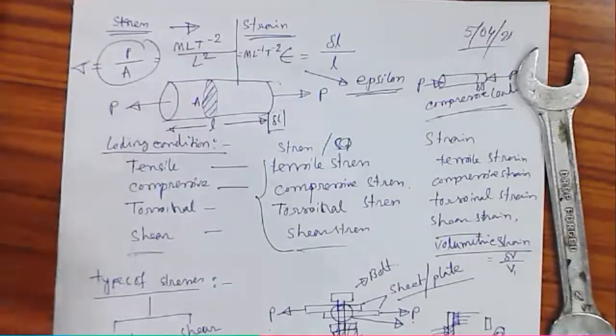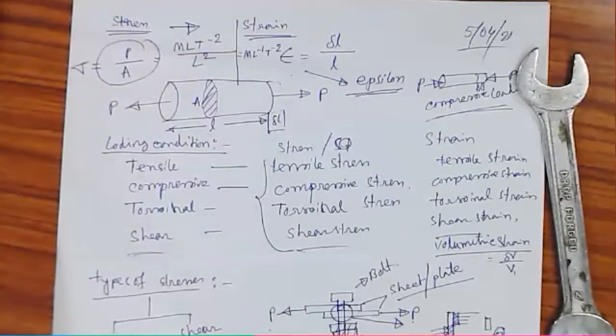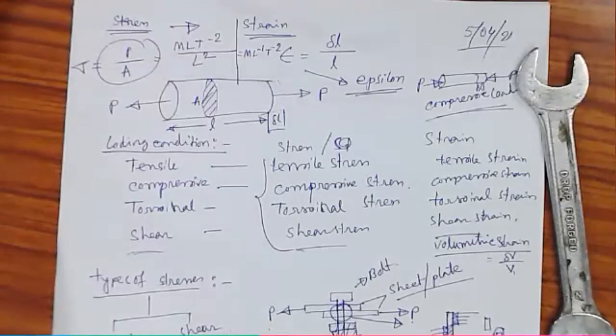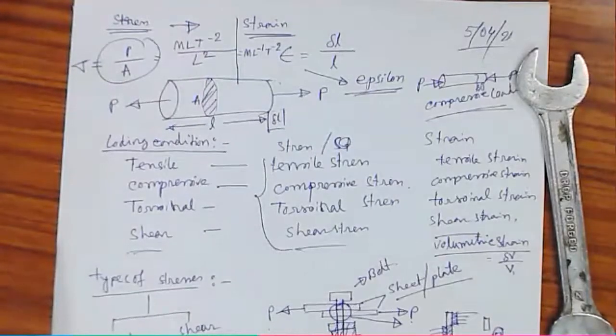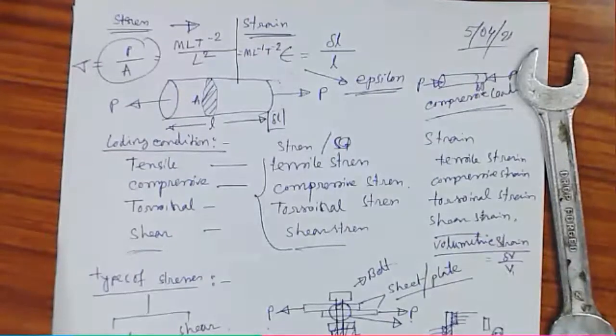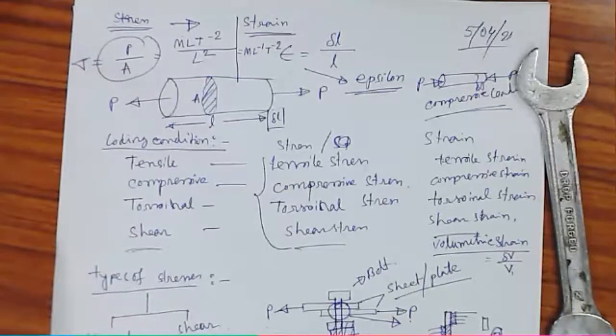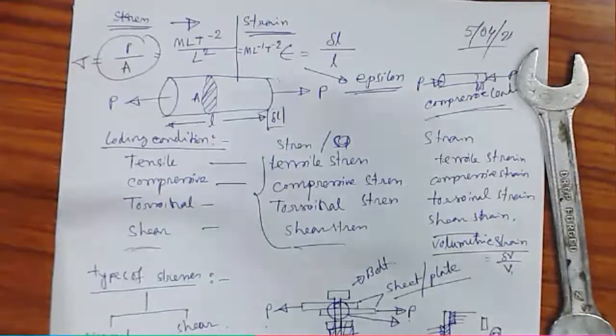Now we will advance. We have also discussed normal stress and shear stress. Normal stress was of two types, tensile and compressive. Sir, please repeat once again about the torsional strain and torsional stress.